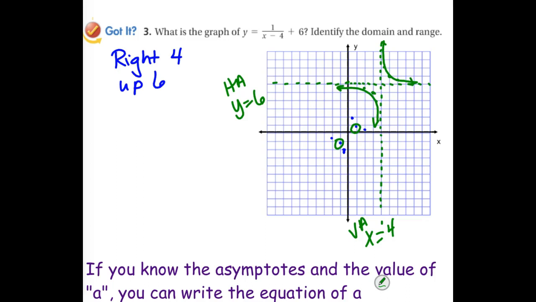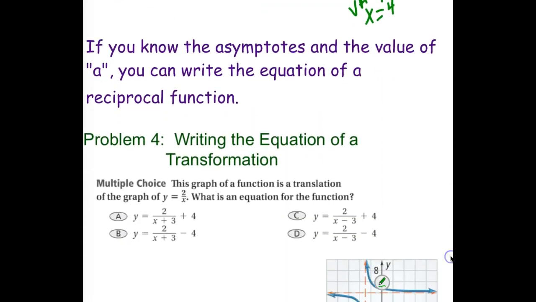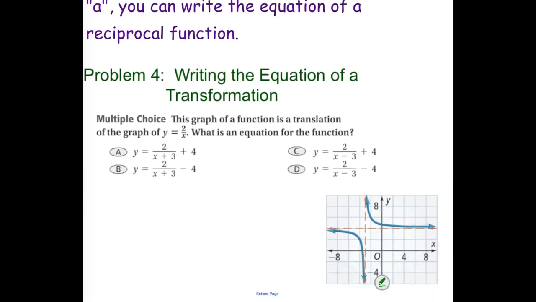All right, domain and range. What are the values that we can't use for x? x can't be 4 and y can't be 6. Yes? All right, if we know the asymptotes and the value of a, we can come up with our own equation.